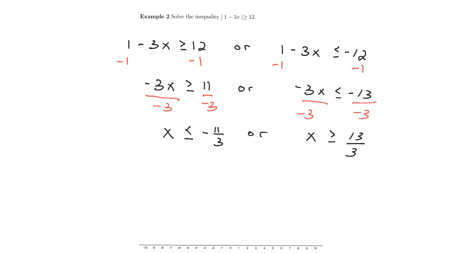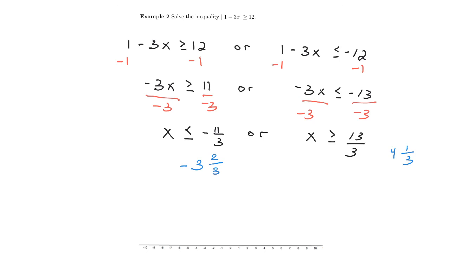So to get an idea of where this lies on the number line, 13 thirds, I'll just make note, okay, that's 3 goes into 13 4 times with 1 left over, so that's 4 1/3. For negative 11 thirds, it's negative. Now, 3 goes into 11 3 times, and we have 2 out of 3 left over.